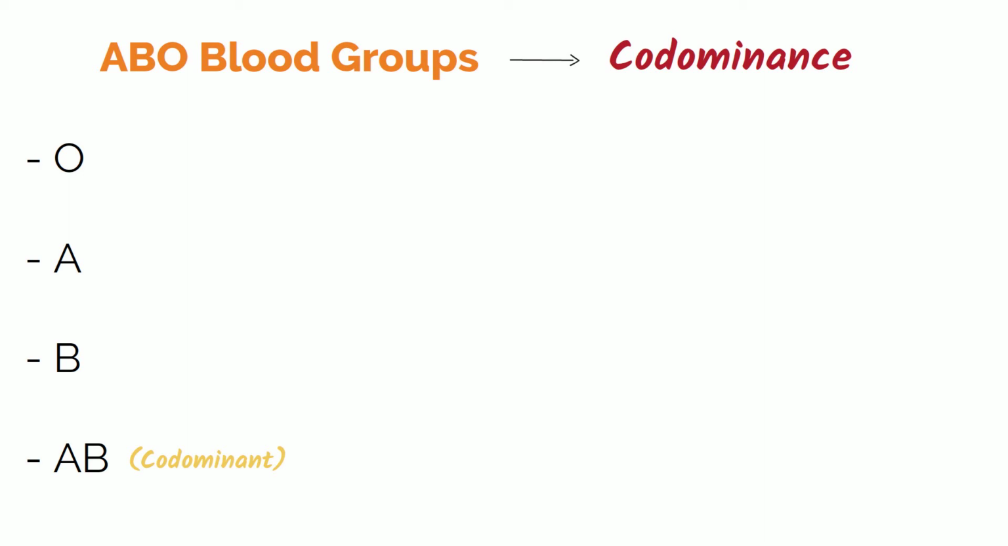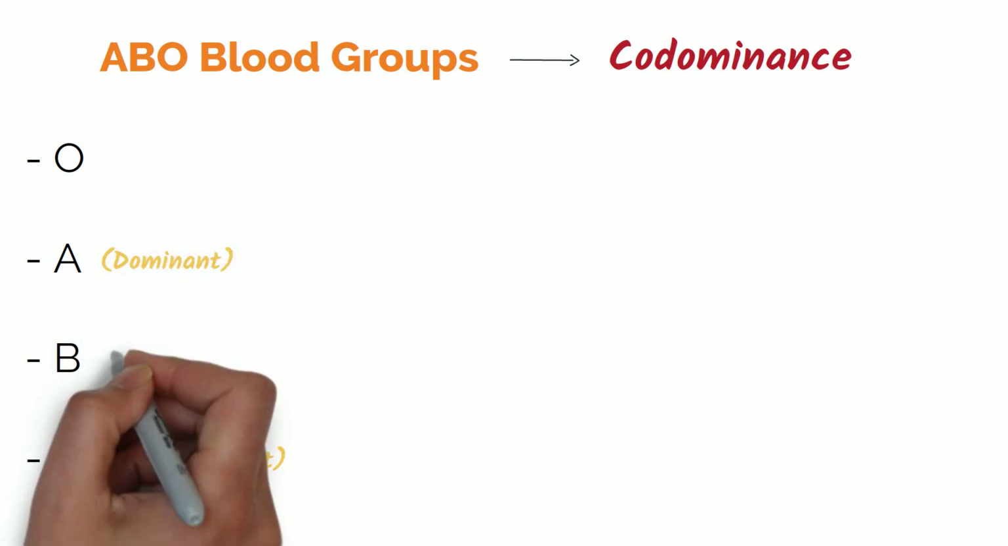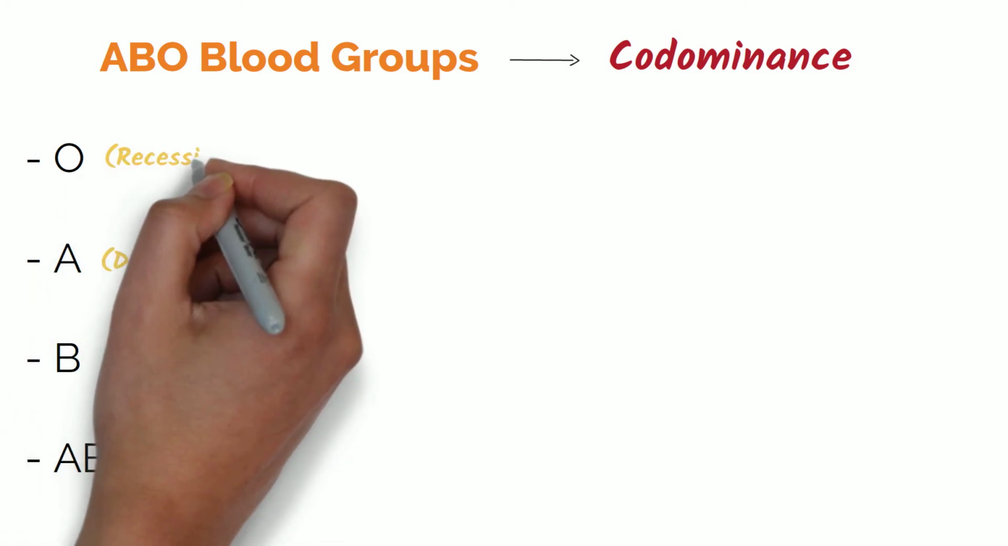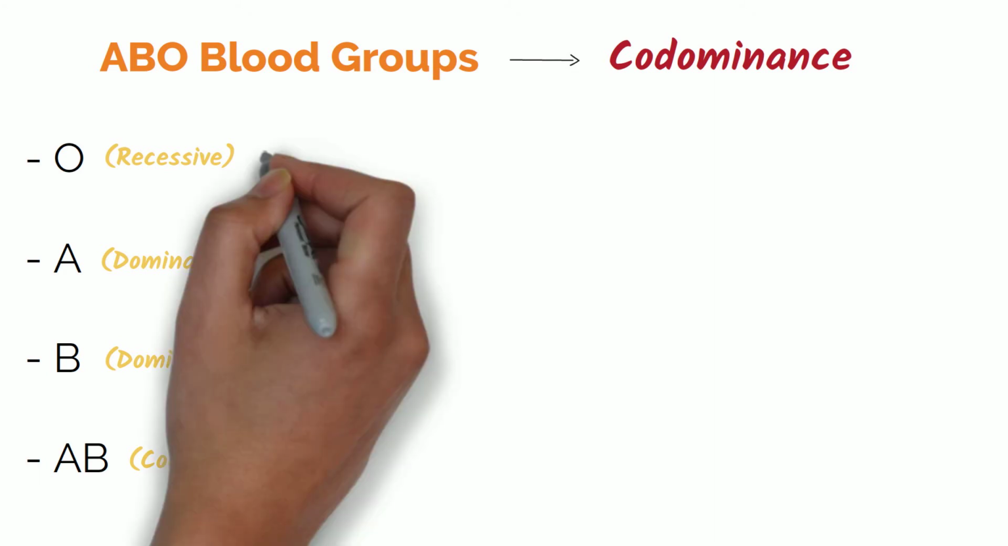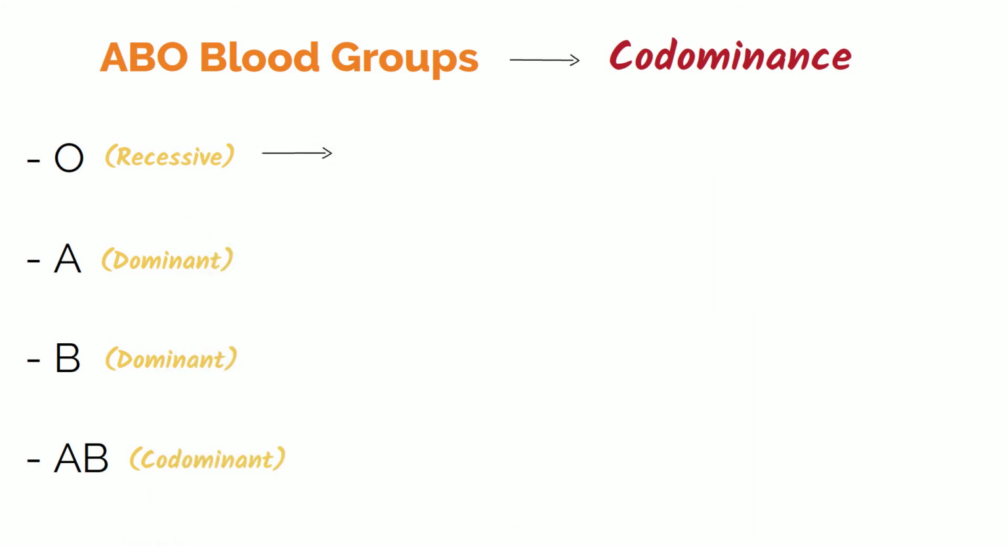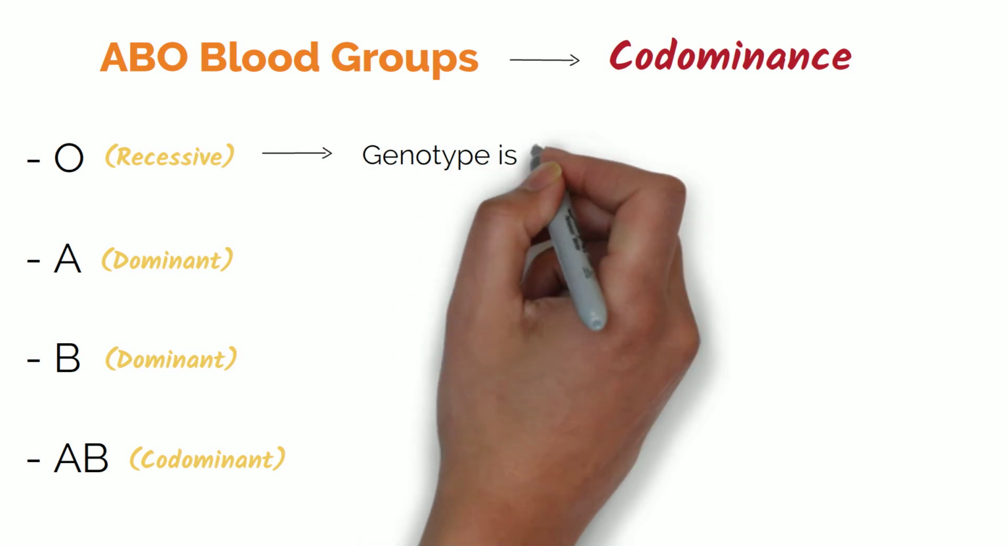The way blood groups are inherited is exactly the same as we explained before, with A and B being dominant alleles and O being recessive. You need to have 2 alleles for every gene. So if you're blood group O, you know your genotype is OO, as it is recessive.